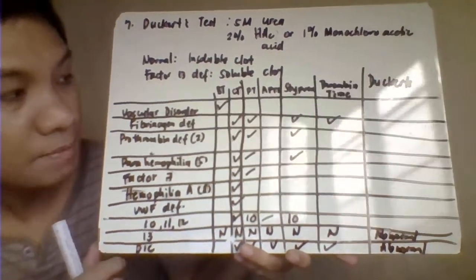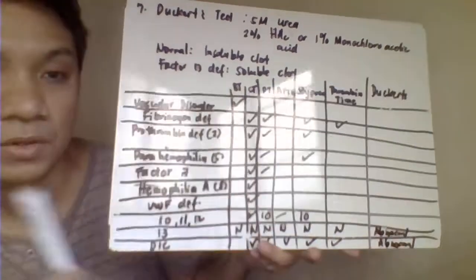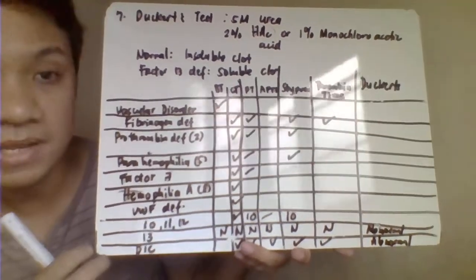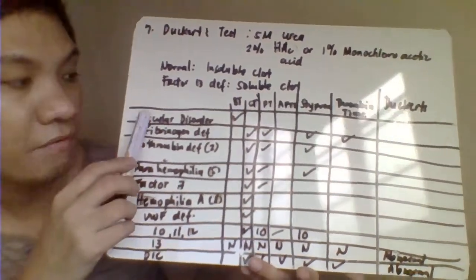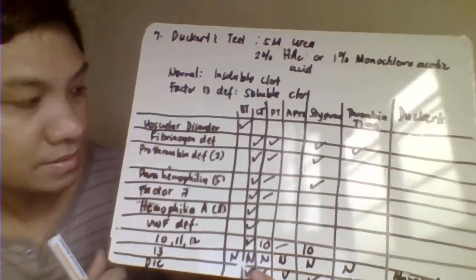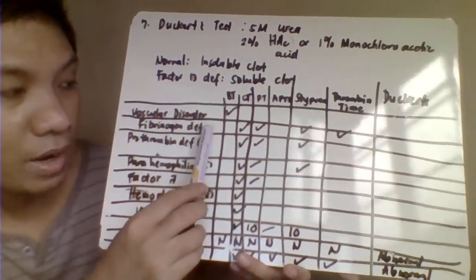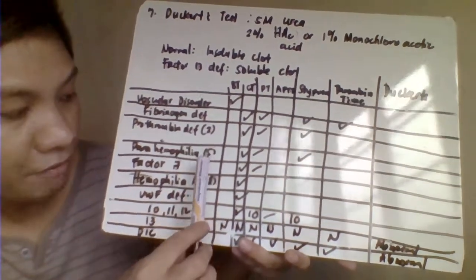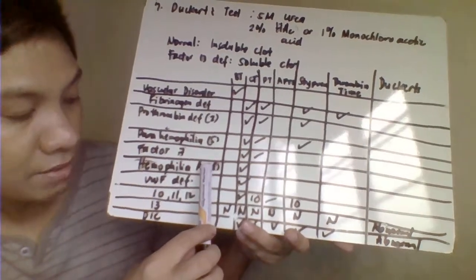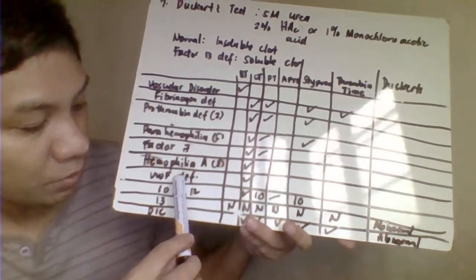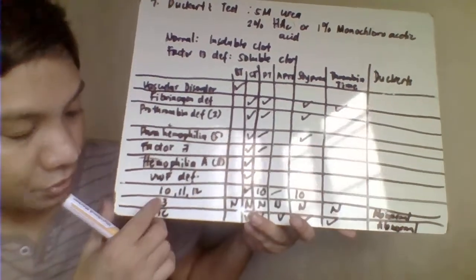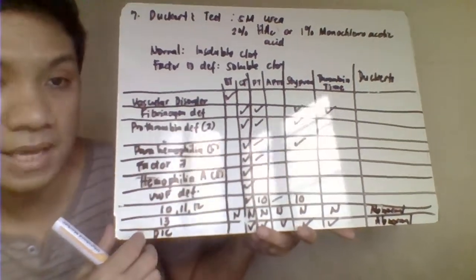So as a summary, we have here different tests. It is in our PowerPoint, kindly refer to that one. We divide here the different disorders: number 1, vascular disorder, related to problems with your blood vessels. We also have factor 1 deficiency, factor 2, factor 5 which is parahemophilia, factor 7, factor 8 deficiency, von Willebrand factor deficiency, factor 10, 11, and 12, factor 13 deficiency, and DIC.